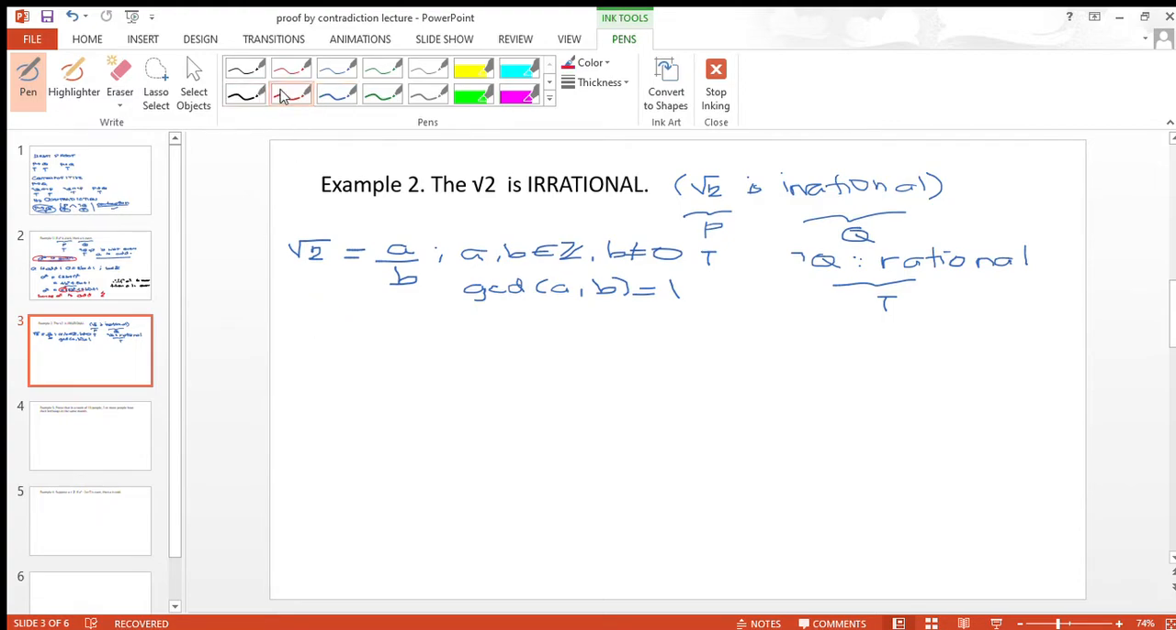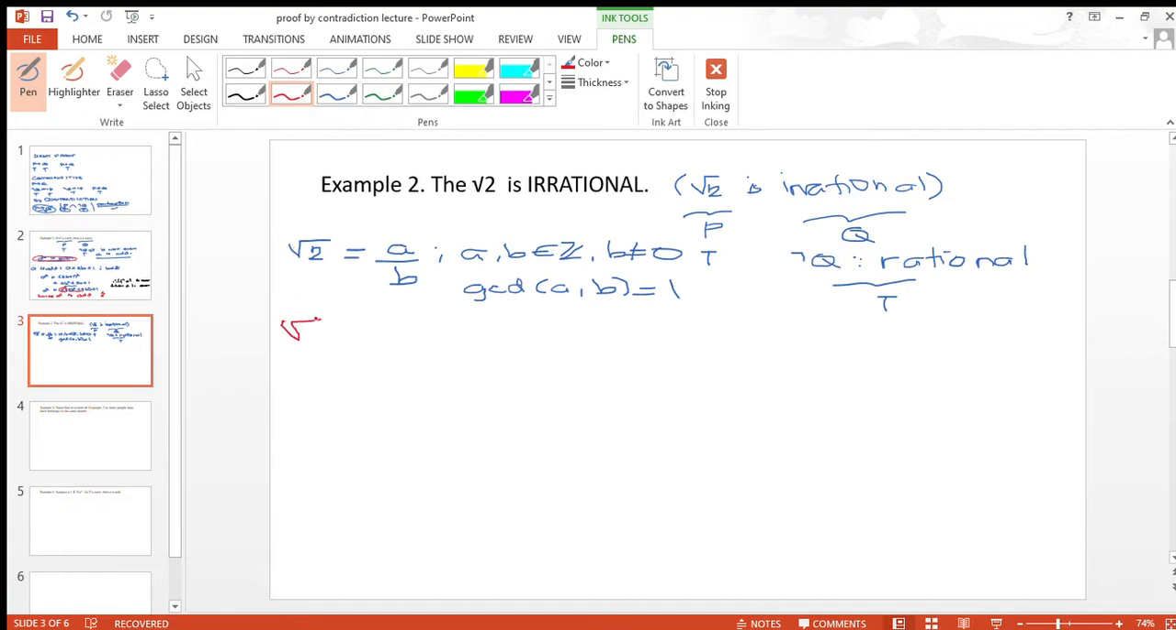We are now considering the square root of 2 is equal to a over b. Square root of 2 is assumed to be rational. Therefore, it can be expressed as a over b. a and b are integers. b must not be equal to 0. The greatest common divisor of a and b must be equal to 1. Now, what can we do with this?